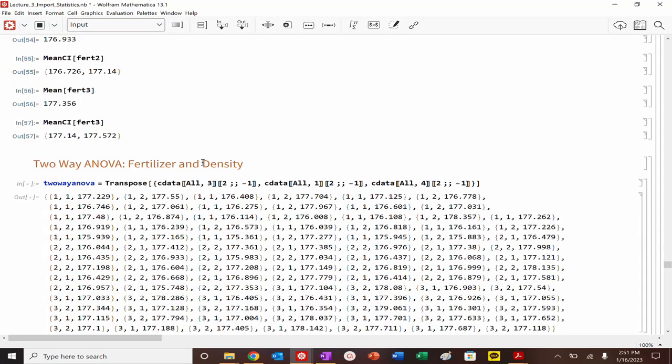Great. That is a one-way ANOVA analysis, but we could also look at, what about fertilizer and density? Are those two factors significant independently? And then also, is there a combinatoric effect, an interaction between fertilizer and density, that has an impact on yield? And we'll talk about that in the next video.